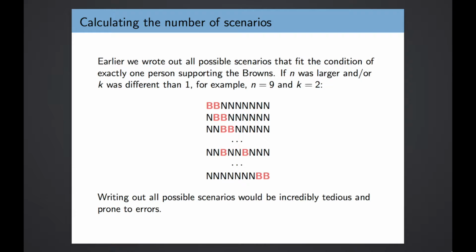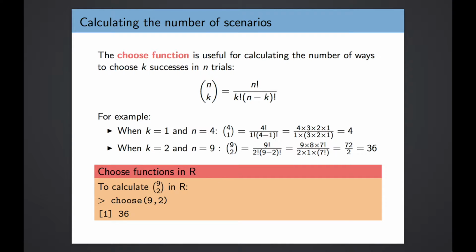So, luckily, we have a mathematical shortcut to make our lives easier when we calculate the number of scenarios in which a particular condition can happen. The function that we can use to calculate the possible number of scenarios is called the choose function. We say this as n choose k, and it's calculated as n factorial divided by k factorial times n minus k factorial. A factorial takes the given number and then multiplies it by that number minus 1 times that number minus 2 times that number minus 3 all the way down to 1.